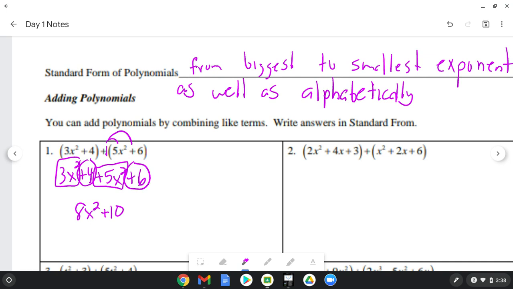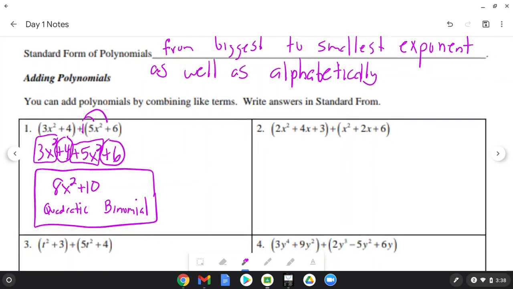And then if I need to name this, the biggest degree that I see is a 2, so we'd call that a quadratic. And I look to see how many terms there are, and I see that there is 2 because there's just 1 plus sign separating them. So that'd be called a quadratic binomial. So that'd be my answer.